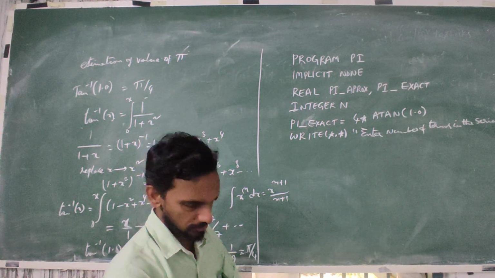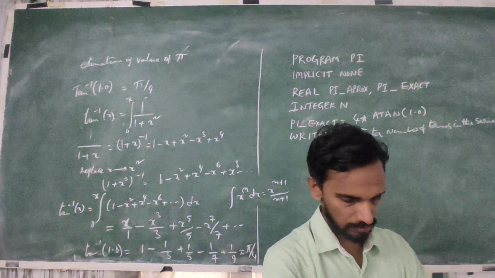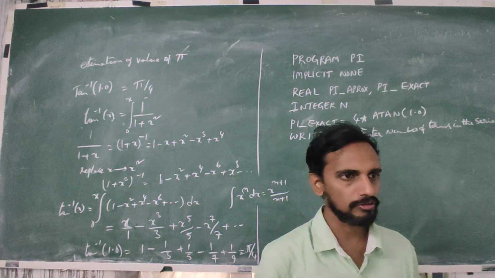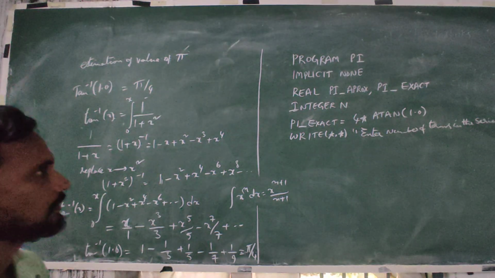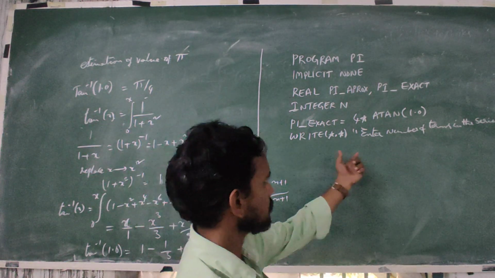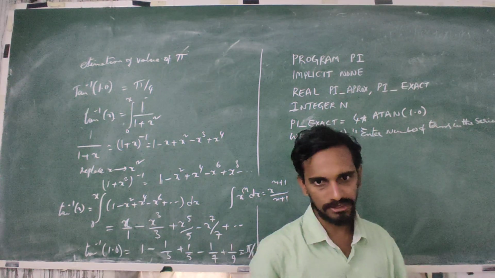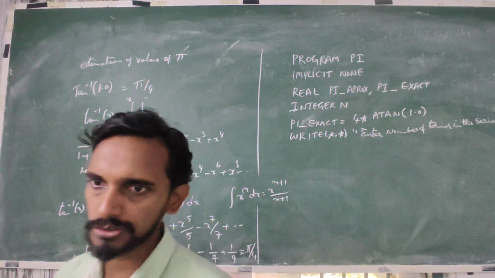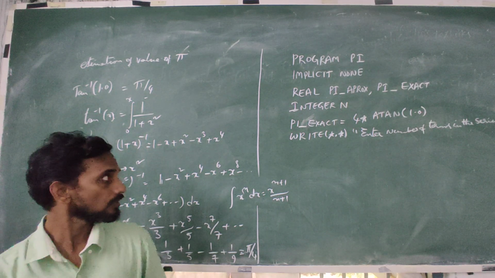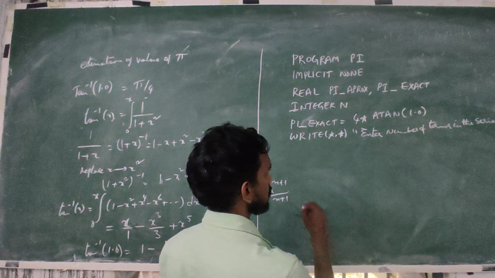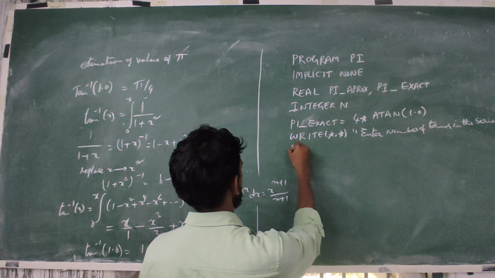So whatever text that exists in double quotes will be printed as it is. So the text other than in double quotes will be considered as a variable. The text in double quotes will be considered as just text. So enter the number of terms in the series. I'm reading that.